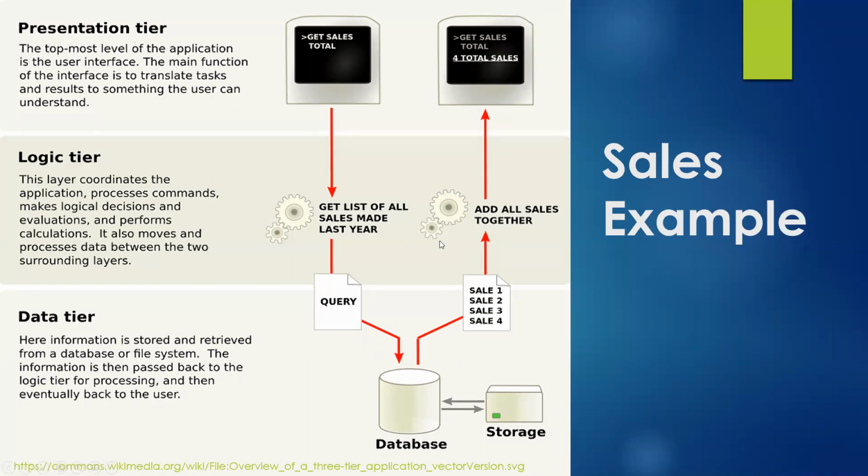The logic tier then compiles that data, running whatever processes or function on it that may be needed in order to get it packaged up and ready to go so that it can be sent back to the presentation layer. Then the presentation layer takes that response back, and it presents it however it's been determined. It shows what is needed. So for this example, you can see here there are the 4 total sales.